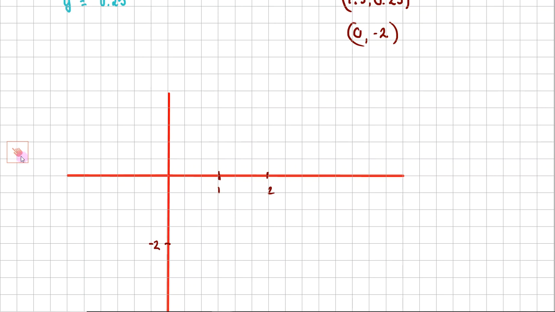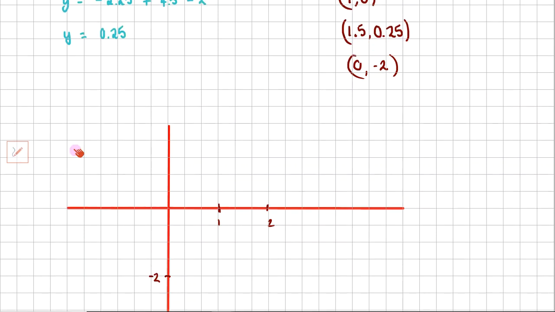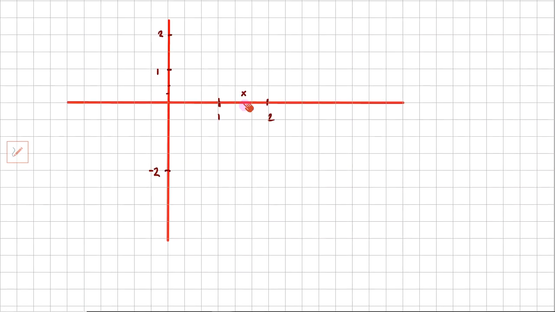So I want to do 1.5, 0.25. So that's going to be 1.5 and 0.25 is going to be here. Because if that's -2, that would be 1, that would be 2. So 0.5, 0.25. Yeah. So my sketch, so I've got those points. My sketch is going to be kind of done enough at this stage. There's my vertex. I've got the important points.